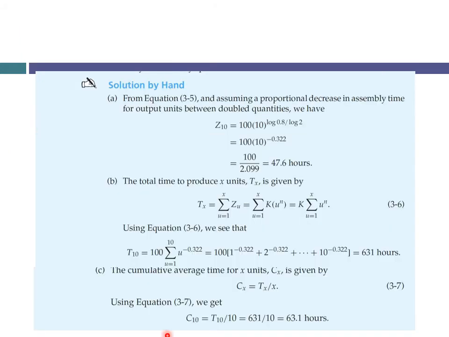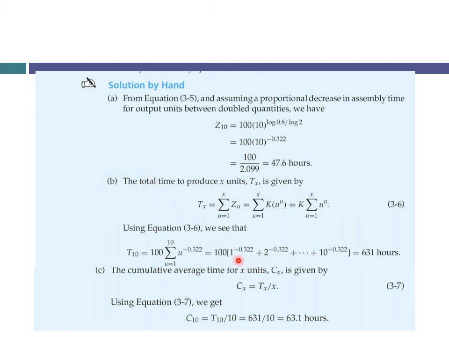This is the solution that we already did in part A. We found that the 10th part would take 47.6 hours. In part B, we calculated the total time to produce the first 10 cars as 631 hours. And in part C of the question, we calculated the average time to be 63.1 hours. This is how we can solve this by hand.